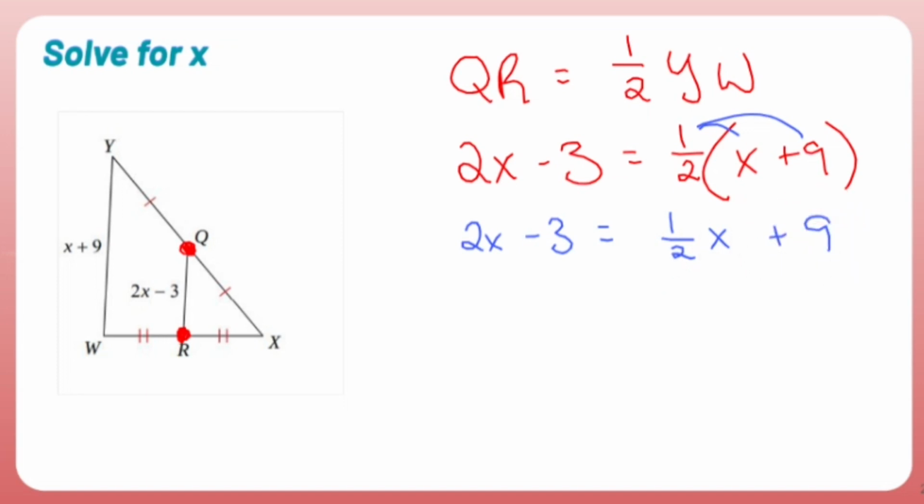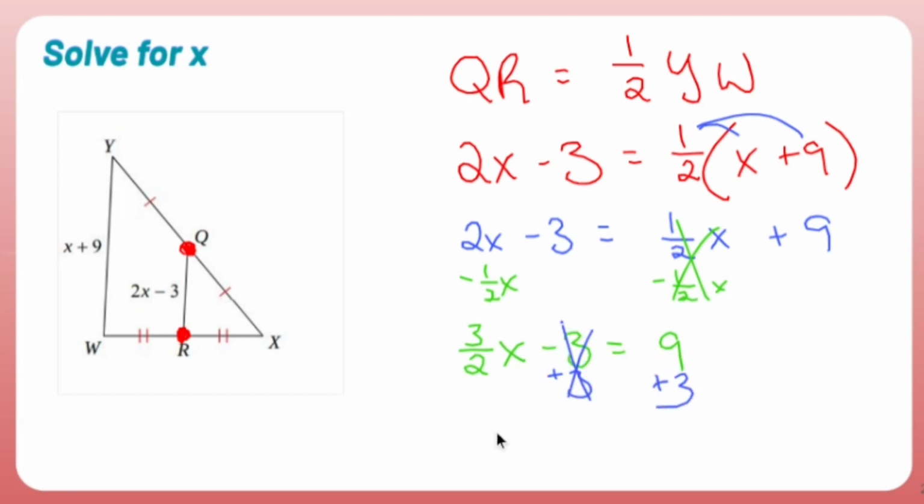Let's get rid of half of an x, so minus 1/2 x, minus 1/2 x. 2x minus 1/2 x is 1.5, or I'm going to write out 3 over 2 x. Drop down the minus 3, drop down the equal sign, you're now gone, drop down the positive 9. Now it's a two-stepper. So I'm going to add 3 to both sides. 3/2 x equals 12.